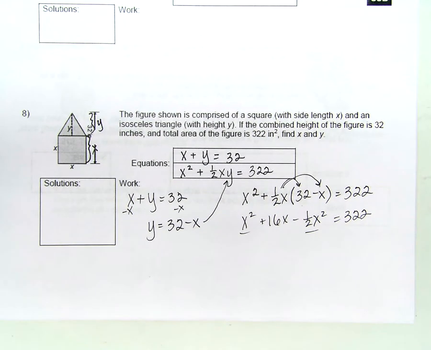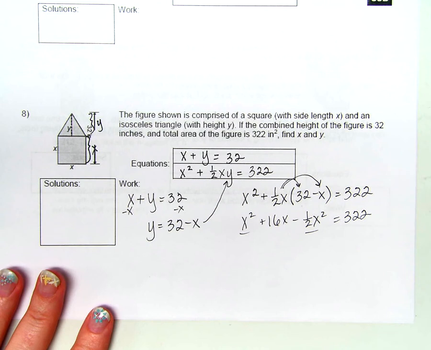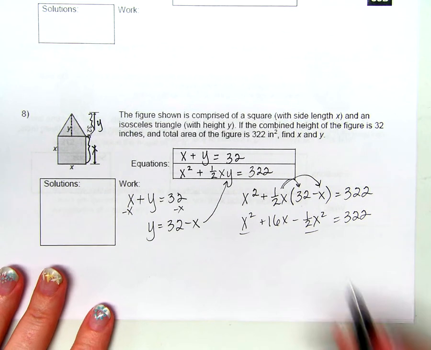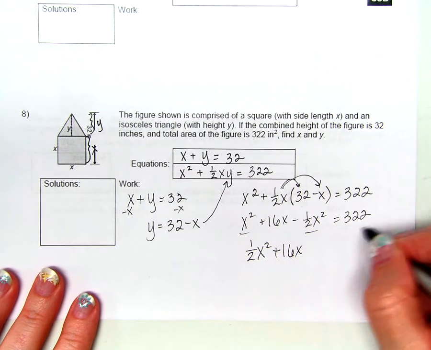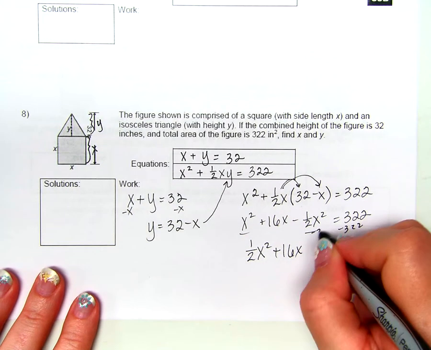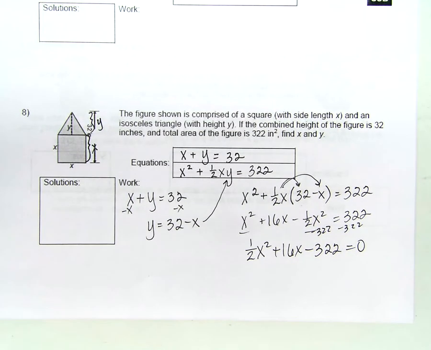What is x squared minus 1/2 x squared? Guys, what's 1 minus 1/2? So 1/2 x squared plus 16x. Can I do this at the same time? So now what?